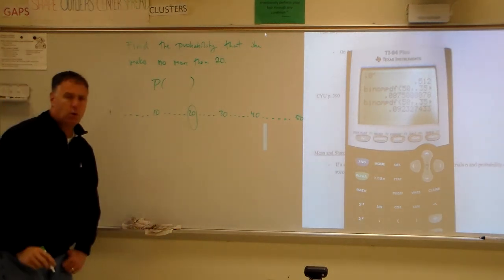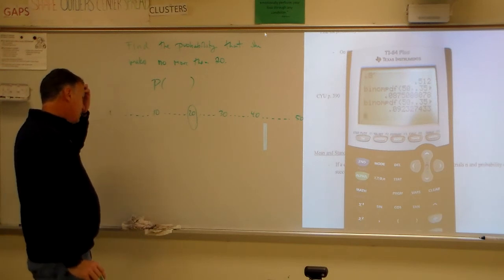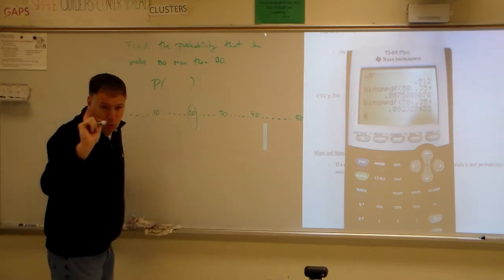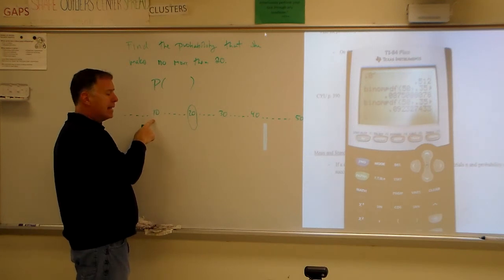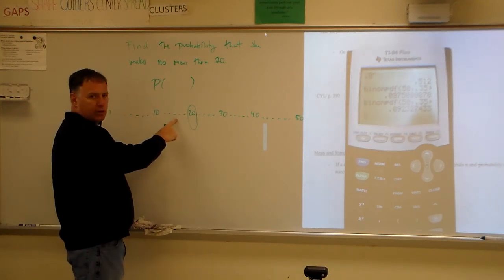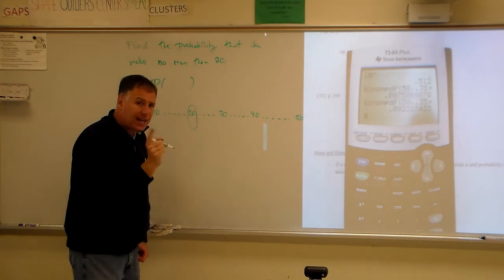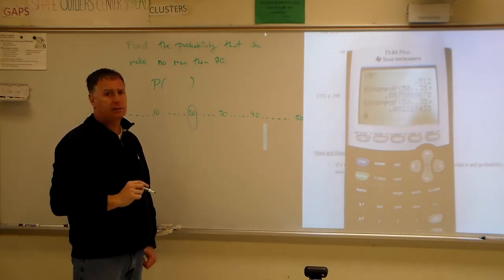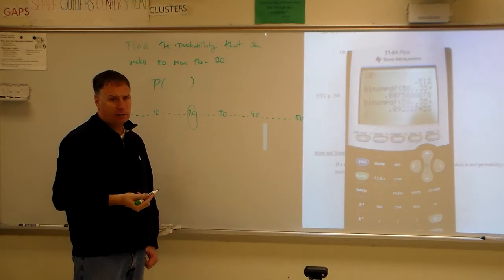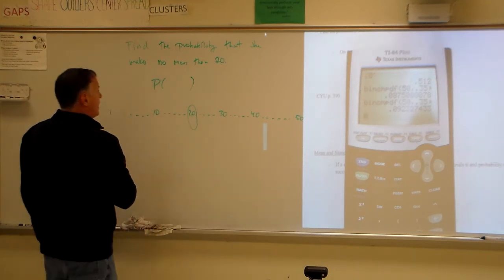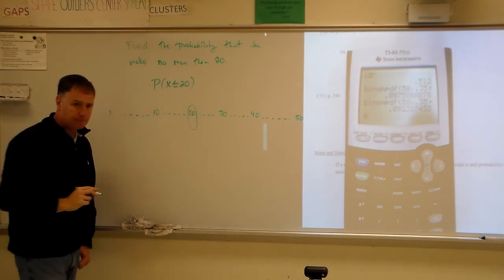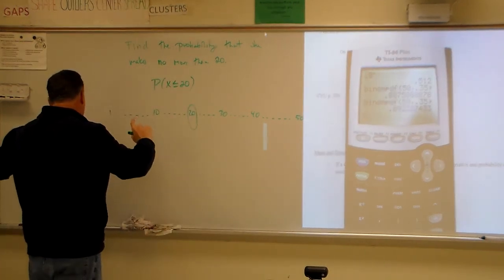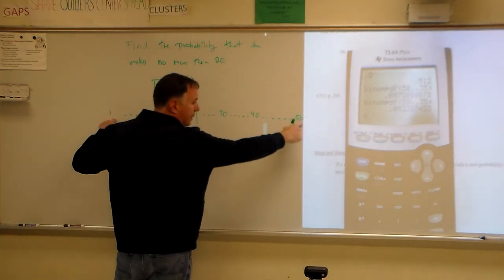No more than 20. That means, let's quiz ourselves. Is 10 no more than 20? Yes. Is 15 no more than 20? Yes. Is 20 no more than 20? Yeah, it is. So no more than 20, we're talking the probability that x is less than or equal to 20.